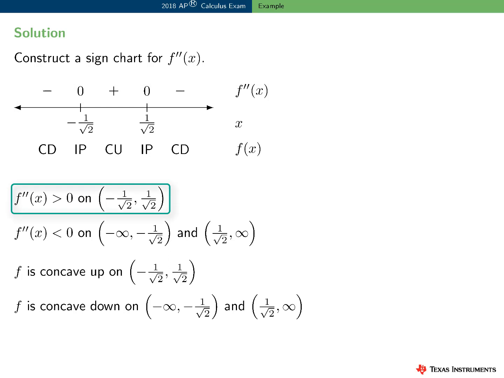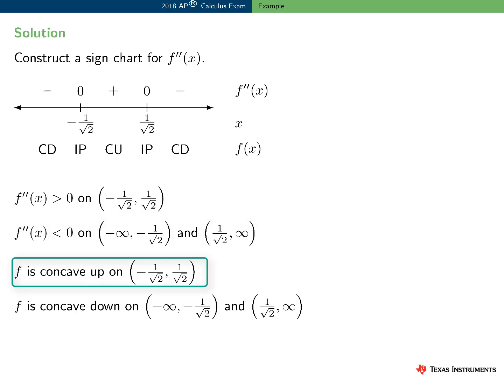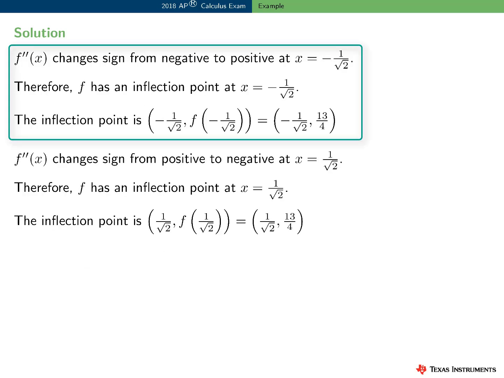f double prime of x is greater than 0 on this interval, and f double prime of x is less than 0 on these two intervals. Therefore, f is concave up on this interval, and f is concave down on these two intervals. The sign chart tells us even more.